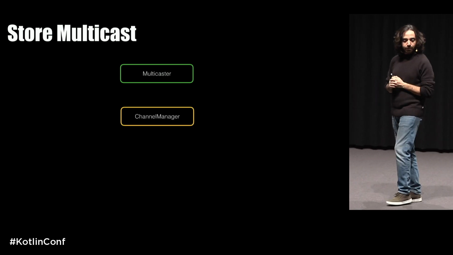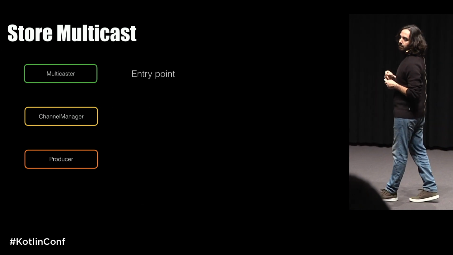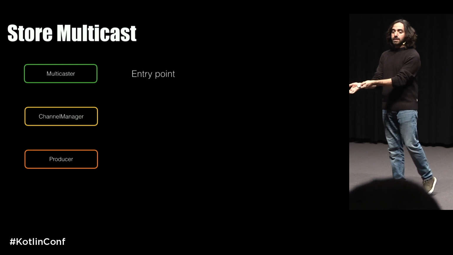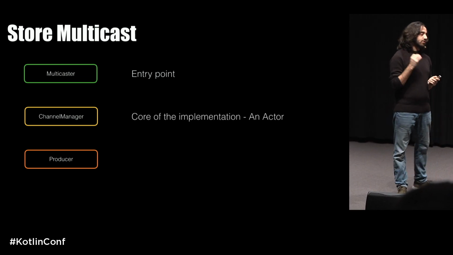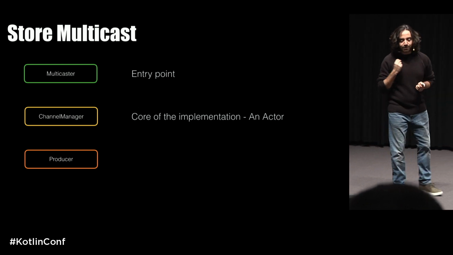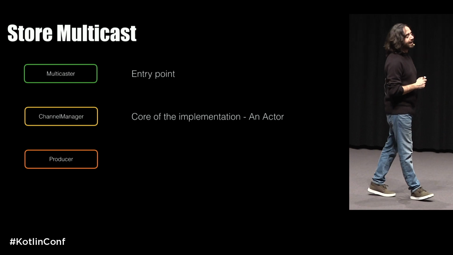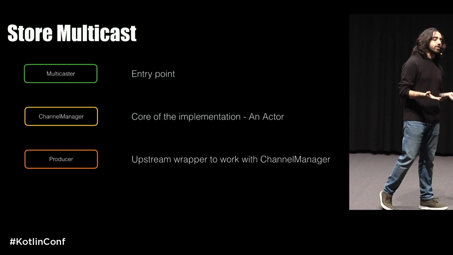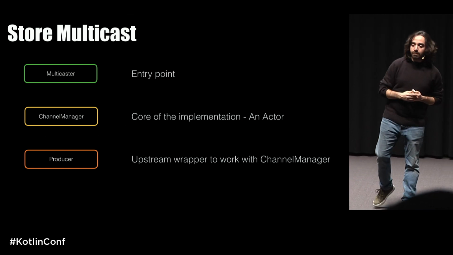So I want to go deep on that a little bit. We have these three classes. The multicaster is just the entry point. It gets your upstream flow, gives you a downstream flow in return. This channel manager is a store actor. I really like store actors. They're so beautiful, they handle your concurrency in a very sweet way. So there's an actor that does all this complicated logic, and then producer is the one that wraps the upstream flow to talk to this channel manager.